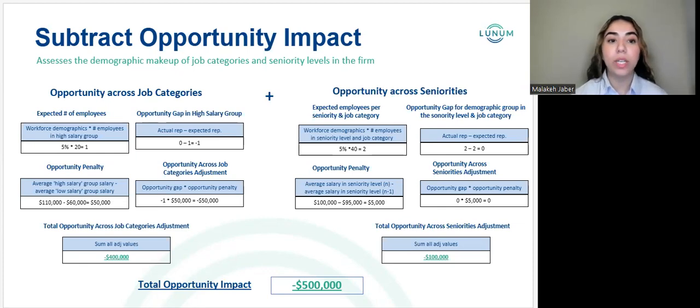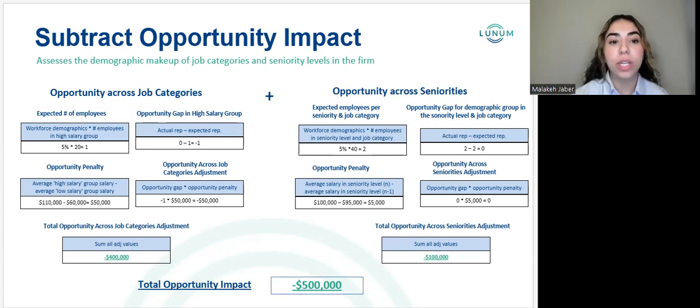Now that we have the opportunity gap, our next step is to calculate the opportunity penalty. In order to calculate the opportunity penalty, we take the average high salary group's salary and we subtract that by the average low salary group's salary. So we take the $110,000 that we referenced earlier and we subtract it by what in this case was the low salary group's average salary, $60,000. The difference of those two figures is $50,000, and that represents the opportunity penalty.